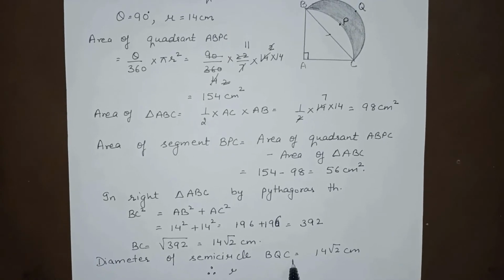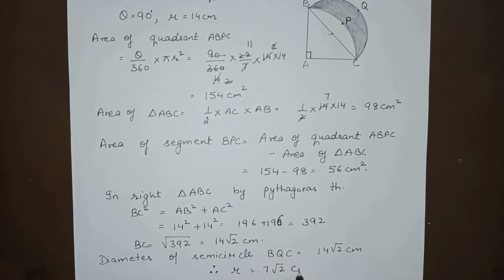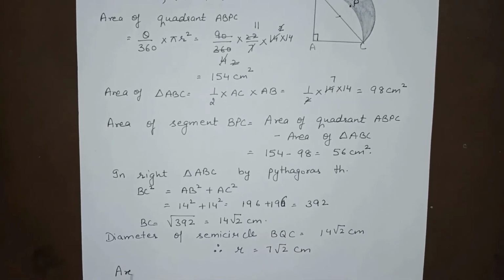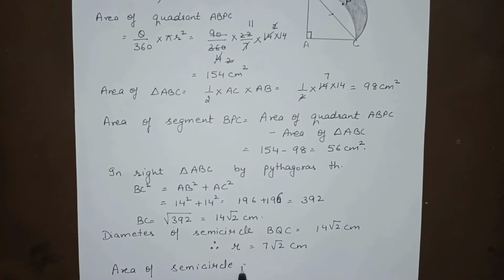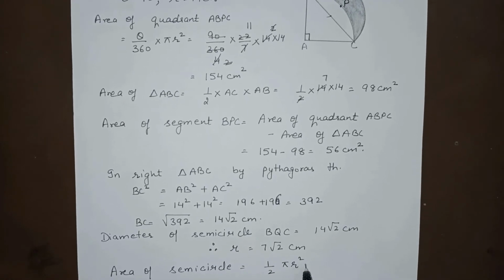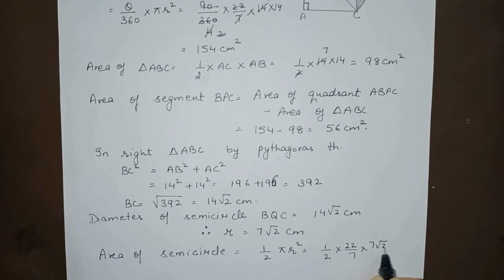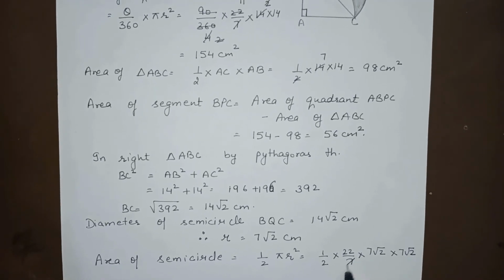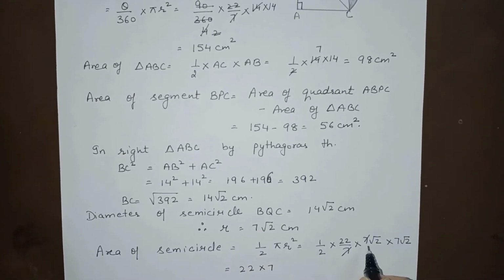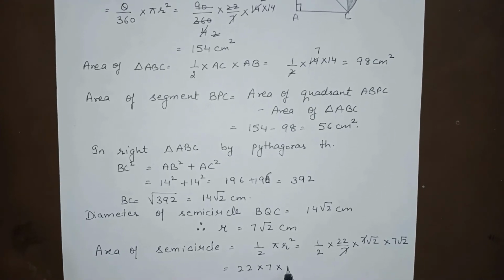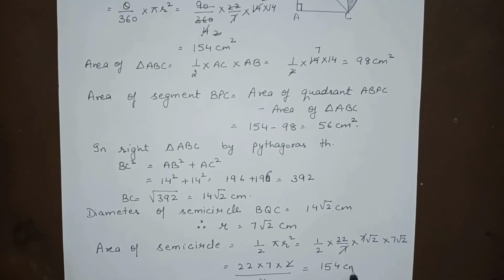Diameter of semicircle BQC is 14 root 2 centimeter. Therefore, radius is 7 square root of 2 centimeter. Area of semicircle is half pi r square. So, half into 22 by 7 into 7 root 2 into 7 root 2. So this can be cancelled. In the numerator we have 22 into 7 and square root of 2 into square root of 2 is 2 over 2. So this is 154 centimeters square.